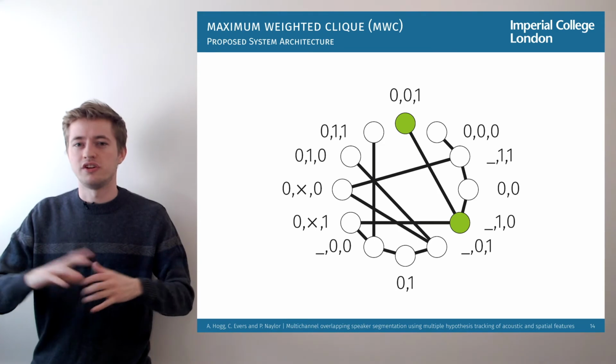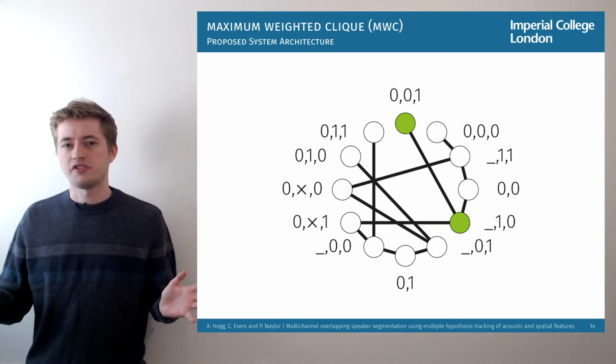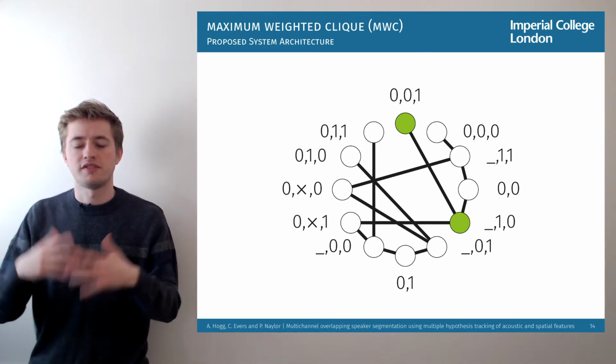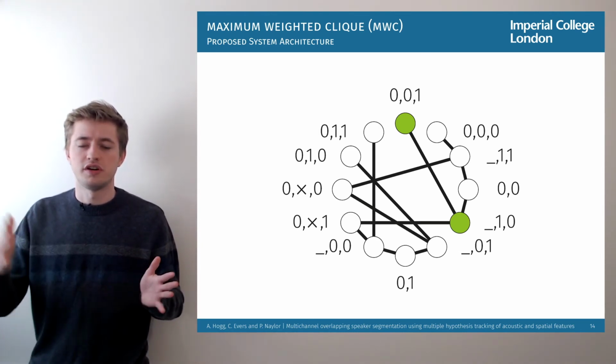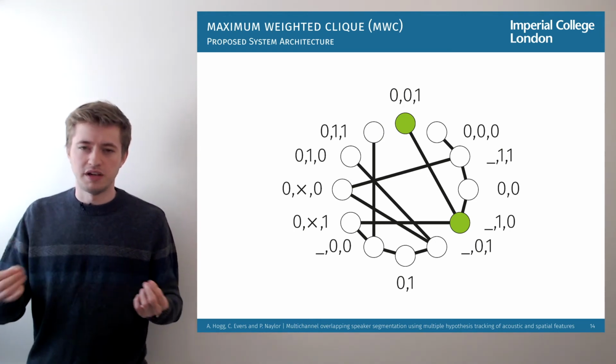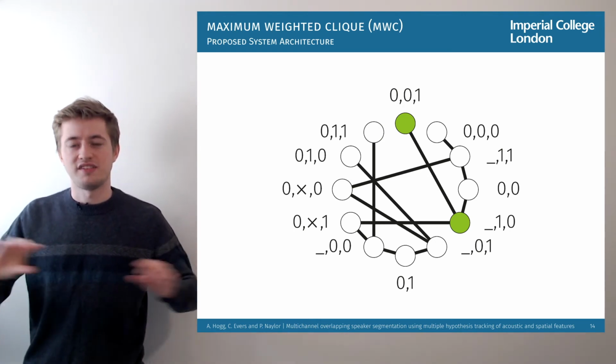So although we're creating lots and lots of tracks, most of the tracks conflict, and using this maximum weighted clique method, we can remove those tracks at certain, sort of periodic, intervals of time. We can trim away or prune away those tracks and be left with the ones that best fit the data that we see.